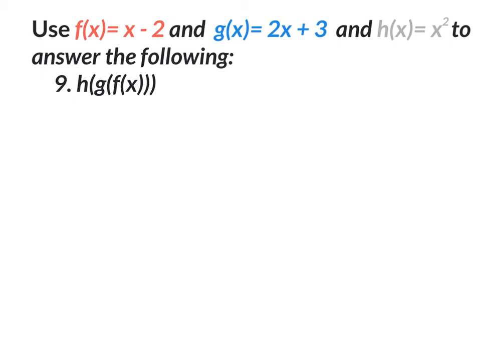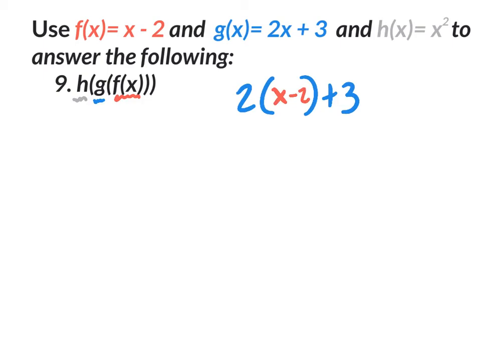Right here, what they're telling you to do is to take the function f of x and plug it into the function g of x, and then plug it into the other function h of x. So they want you to take your red f of x function, plug it into your blue g of x function, and then at the very end, plug it into your gray h of x function. So let's begin with f of x. What is f of x? X minus 2. So I need to plug that in where? Into my g of x function. So my g of x function is 2x plus 3, and I'm going to plug in the red x minus 2 right in there.